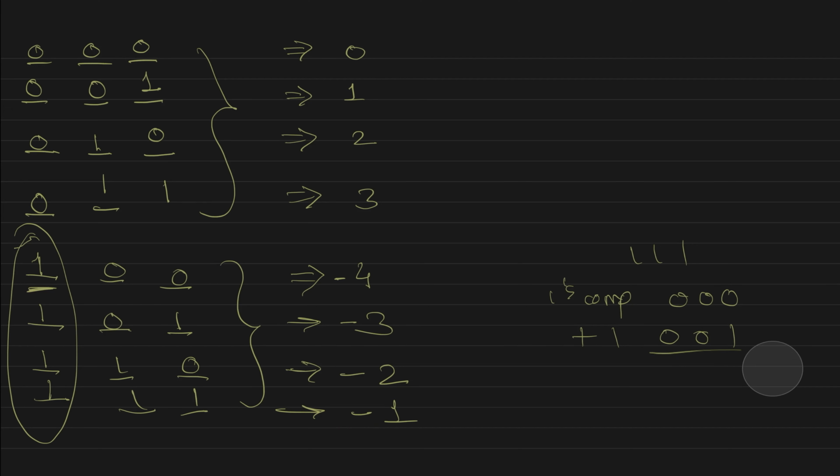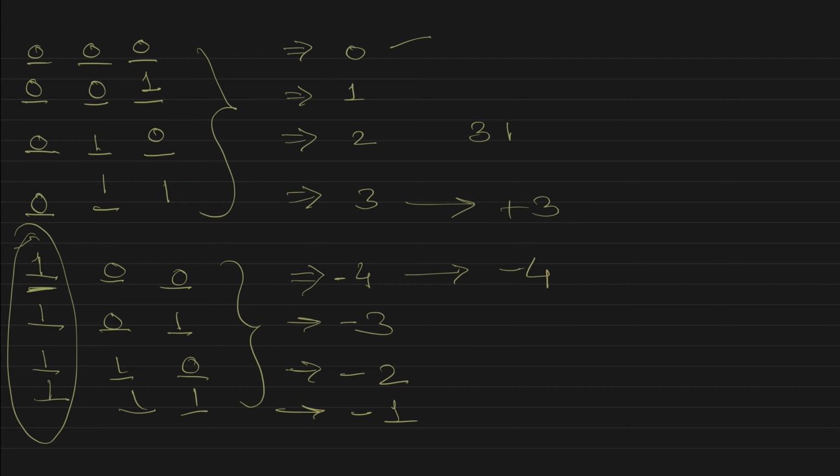Okay, so now with all this, where did we land? So our least value is what? -4, and our maximum value is what? +3, right, for a 3-bit number. Okay, so if I had an n-bit number, what would our range be?